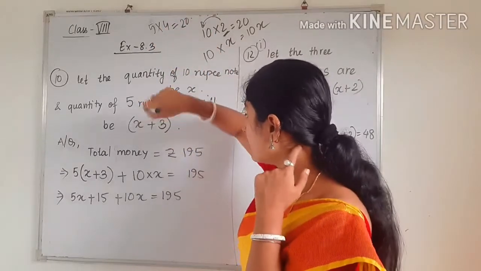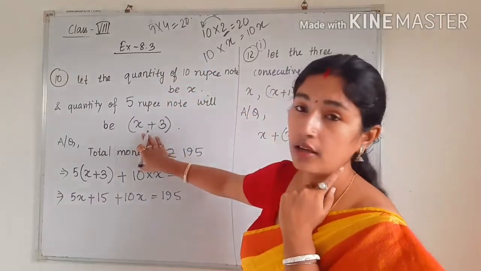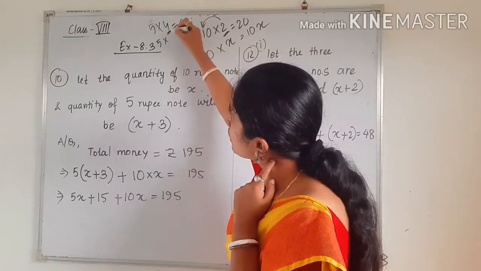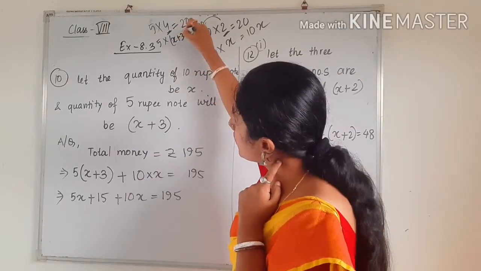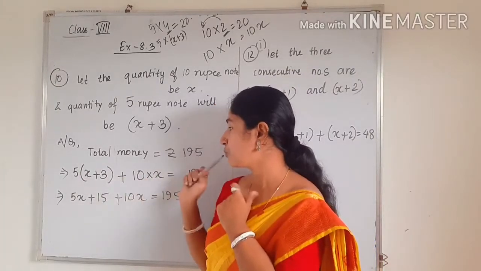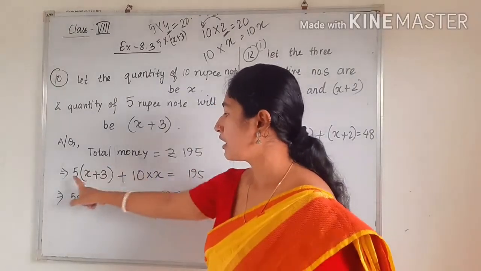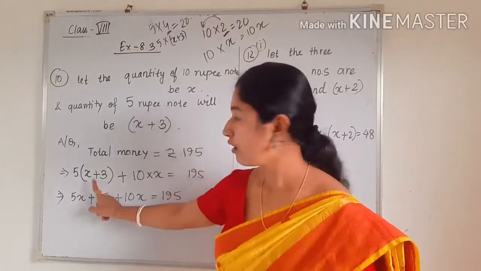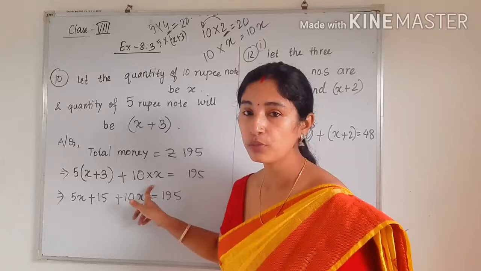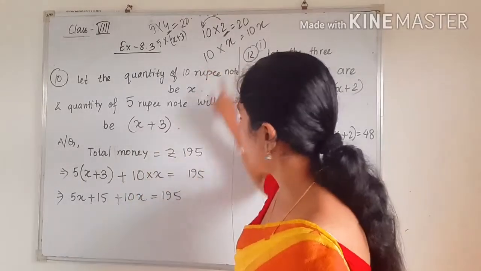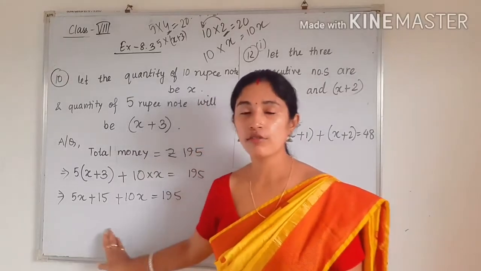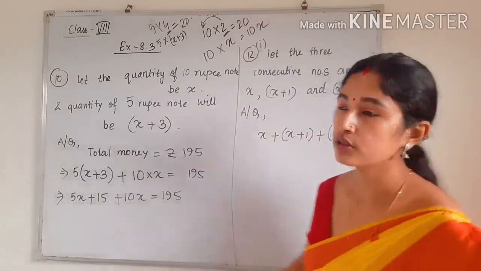Okay. So similarly here, how many 5 rupee notes are there? See, quantity is X plus 3. So 5 will remain the same, and in place of 4 we have to write X plus 3. So that only I have written. See, according to the question, total money is rupees 195. So we can write 5 into X plus 3, that is the 5 rupee notes, and plus you have to add the 10 rupee notes also. So you have to write 10 into X, that will be 10X equal to 195. And the rest you can easily solve by collecting the variable and constant.